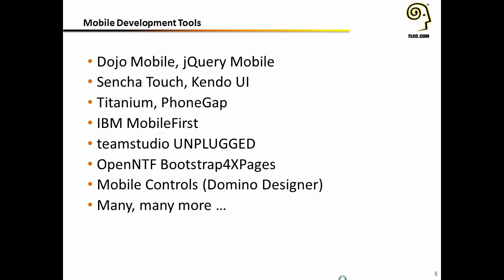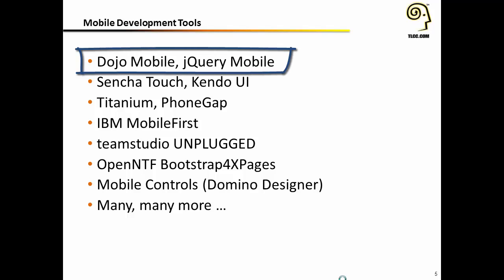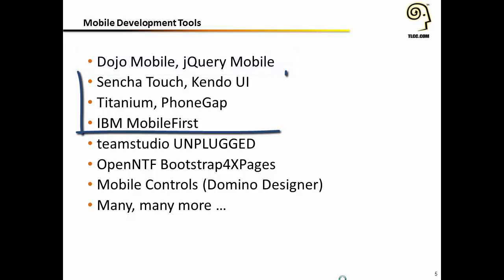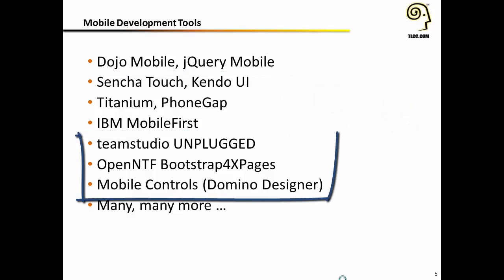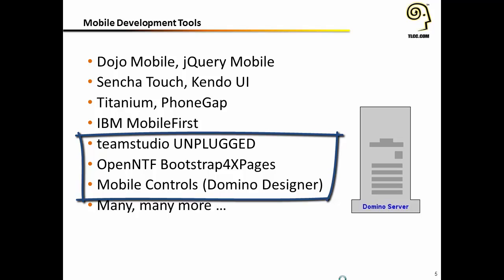In terms of tools and development environments, you have many to choose from. There are mobile modules in the popular JavaScript toolkits. There are mobile application frameworks, many based on HTML5 and JavaScript, and these will convert your code to the native apps for the various devices, and then they can be distributed and deployed via the application store like iTunes or Google Play. Then there are the mobile development environments specifically designed for mobilizing your Domino applications like Team Studio's Unplugged, and the Bootstrap for XPages library for responsive web development that is now available in the latest versions of the OpenNTF extension library, and the mobile controls that are available natively in Domino Designer 9. And that's the focus of this blog series.